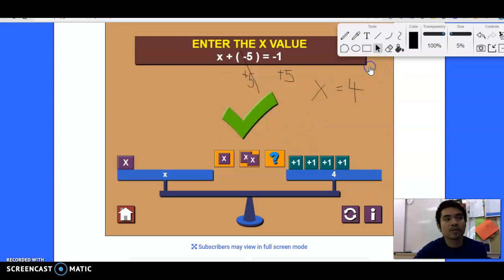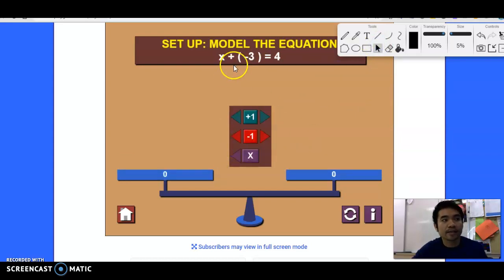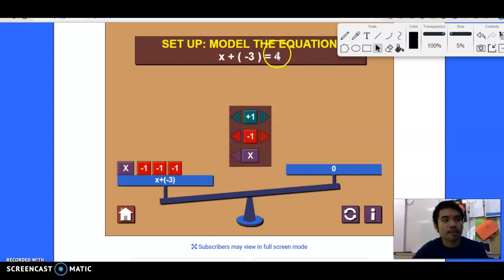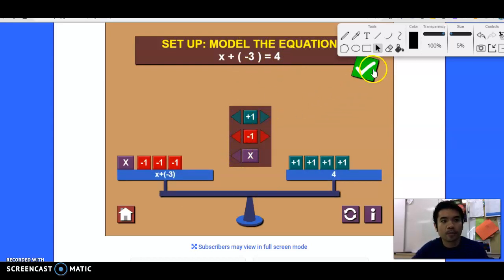Now we will do this for maybe 3 more questions. Let me just erase this off. Alright, let's look at the next question together. Now the next question says x plus negative 3 equals 4. So again, the left side must equal the right side. So x, negative 3, and 4. We're balanced.